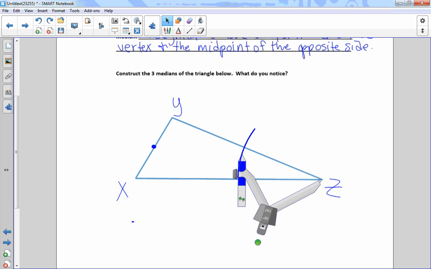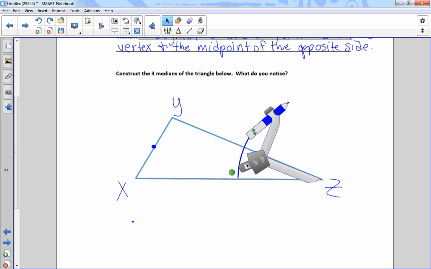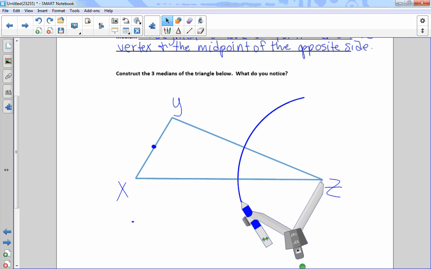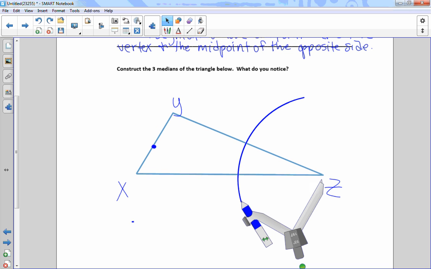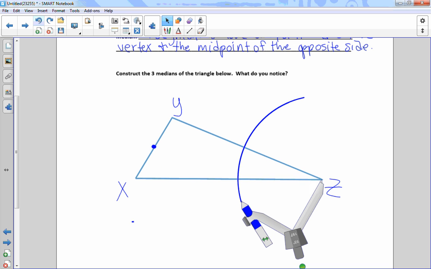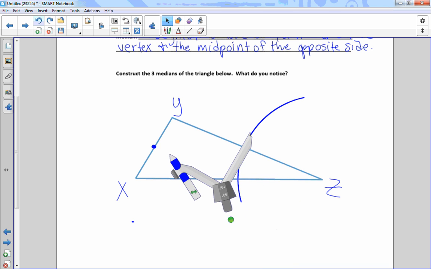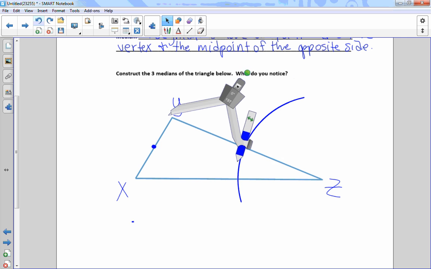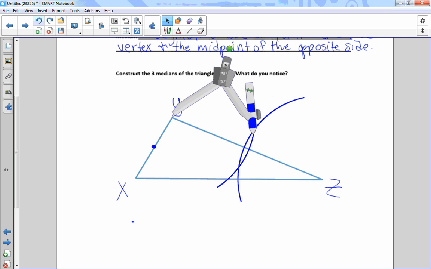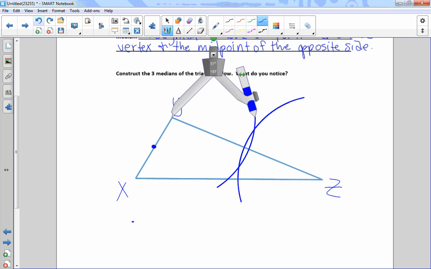Draw an arc. Make sure that it's big enough this time that I'm actually going to cross it. Keeping the same width. Sorry, that changes things if I move the picture. Relocate it to Y. The midpoint is between the two, so line up your ruler, and all we need is the midpoint, and you can erase the arcs.